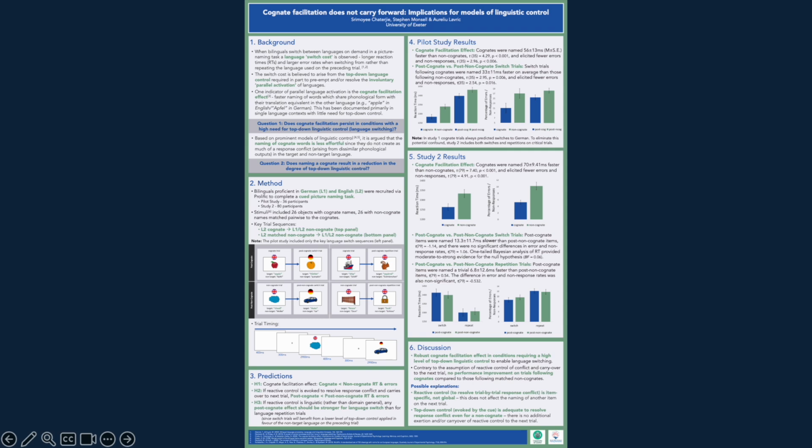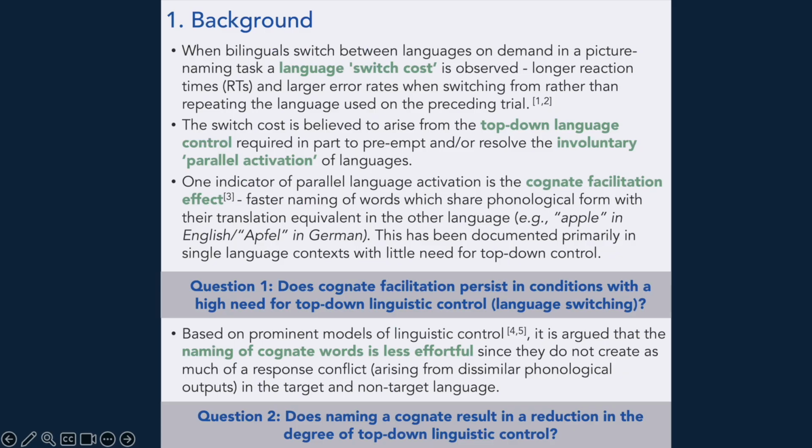Studies using picture naming tasks, wherein bilinguals switch between two or more languages on demand, often find a switch cost. A change of language on the switch trial leads to poorer performance than the repeated use of the same language. The switch cost may arise from the use of top-down language control that is required in part to resolve the involuntary parallel activation of languages.